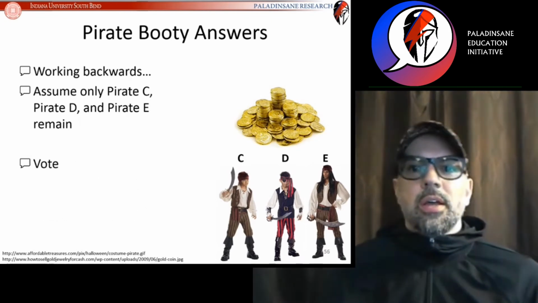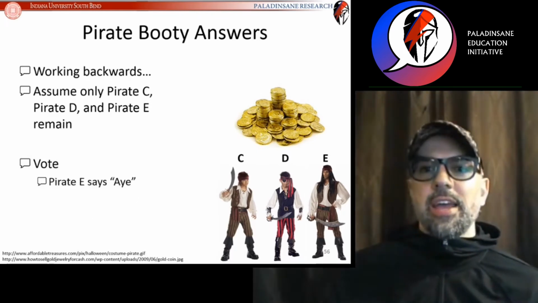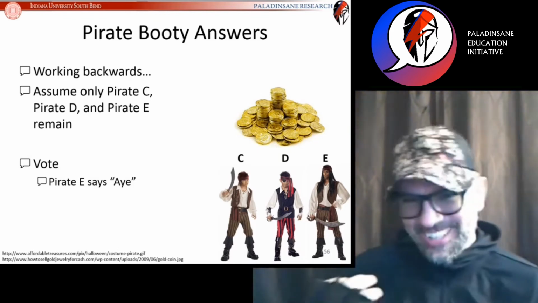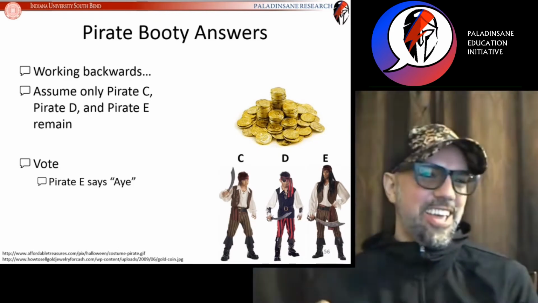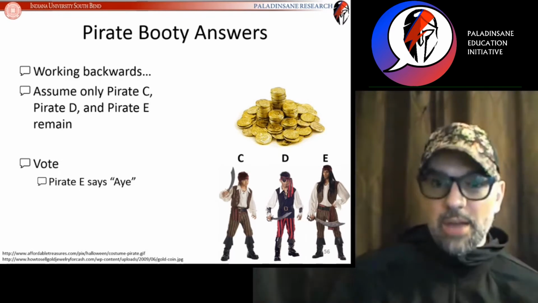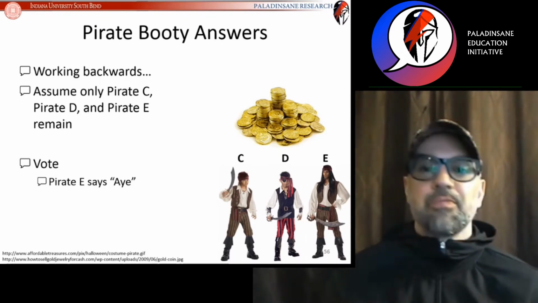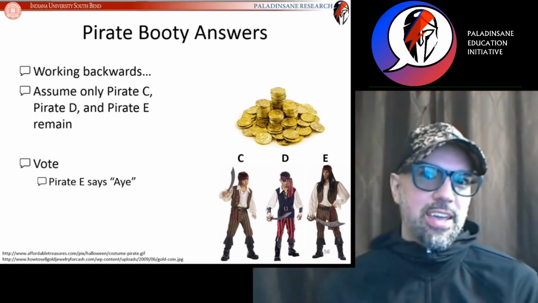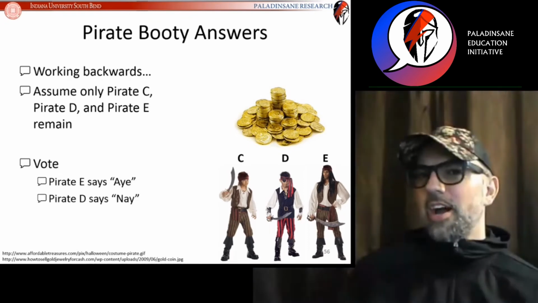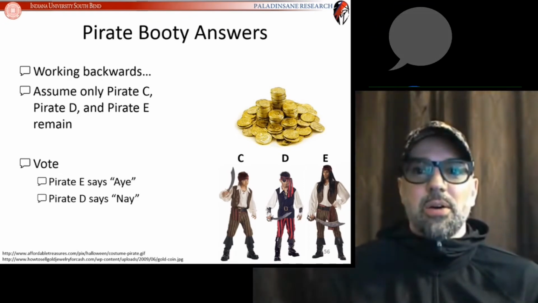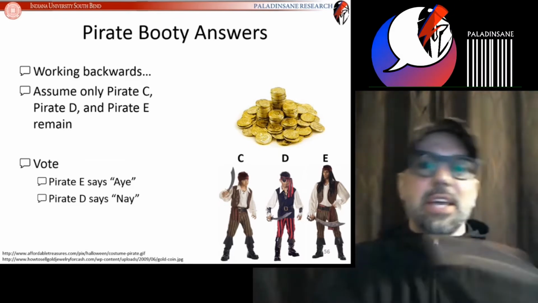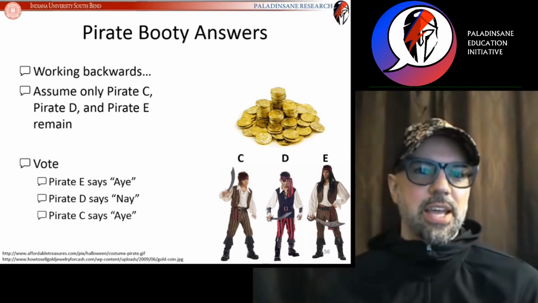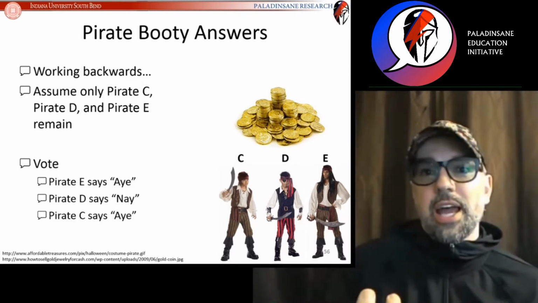What's going to happen? Well, Pirate E is going to say aye, because he knows if he votes this down and Pirate C gets thrown overboard, next round he's going to get 0. 1 is better than 0. So he's going to take this. He's going to say aye. Pirate D is going to say nay, because he's getting 0. Anything would be better than that. Plus he gets to throw C overboard if he votes this down. So he's going to say nay. And then Pirate C is going to say aye, because he's getting 99 coins.